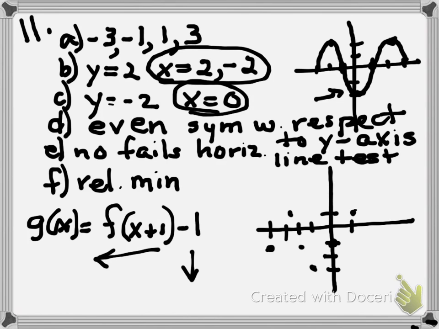And then the point (2, 0), we're going to shift it back 1 or to the left 1 to get an x value of 1. Instead of a y value of 0, it's going to be a y value of -1. So it would be at the point (2, -1).